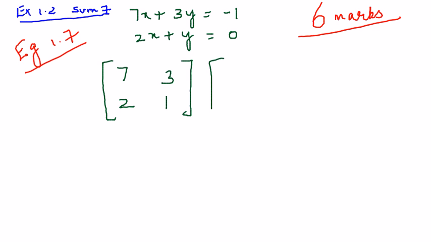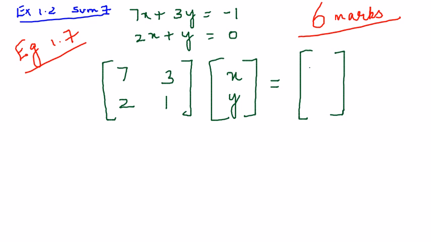This, when we multiply with x and y, we get 7x plus 3y and 2x plus y, right? And then the resultant is also written in a matrix form, -1, 0. So this we can write as matrix A, this is matrix X, and this we can call matrix B. Therefore AX equal to B.